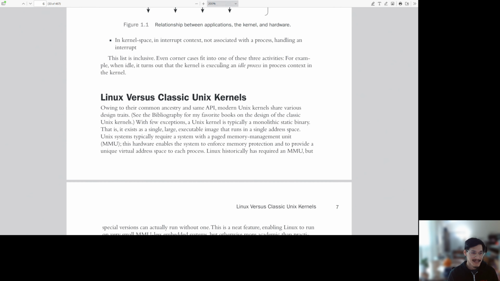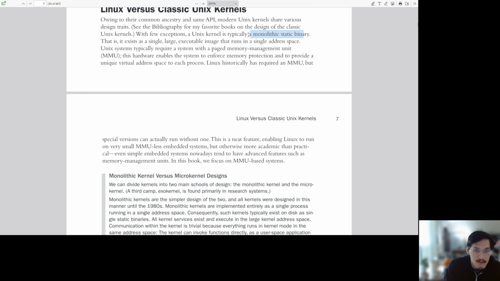Linux versus classic Unix kernels. Owing to their common ancestry and same API, modern Unix kernels share various design traits. With a few exceptions, a Unix kernel is typically a monolithic, static binary, so one program. It compiles into one program. That is, it exists as a single, large, executable image that runs in a single address space.